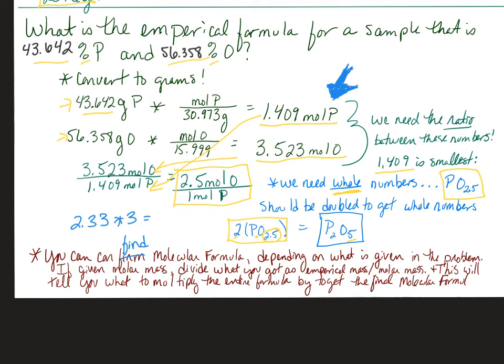So you can also find the molecular formula depending on what is given in the problem. And there are different ways to give hints towards the molecular formula. If you're given the molar mass, then that's pretty easy, because you basically take what you have as an empirical formula and you divide the molar mass by the empirical mass. And that's going to tell you what to multiply the entire formula by to get the molecular formula. Here's what I mean by that.